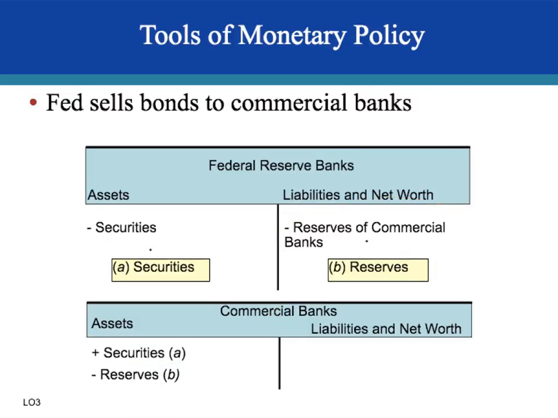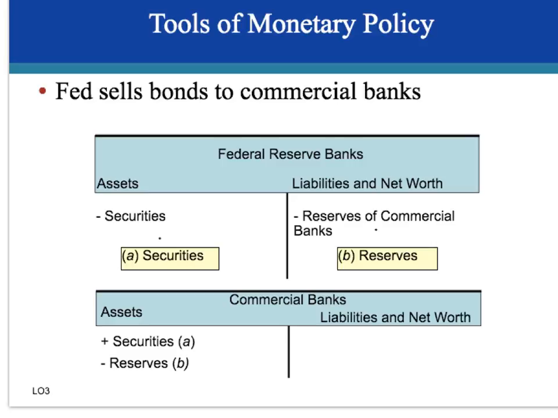When the Fed sells bonds to commercial banks, the Fed sells securities, so they're taken away from its assets and go as an asset to commercial banks. The banks pay for these securities with their reserves. And then there's a reduction in the liabilities. You see here the minus. So there's a reduction in the liabilities column for the Federal Reserve Bank.